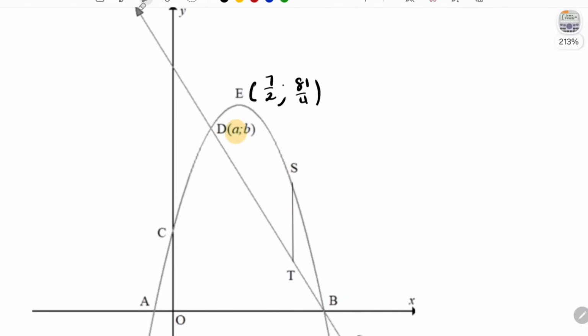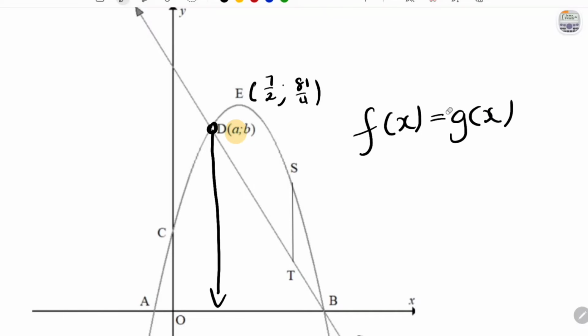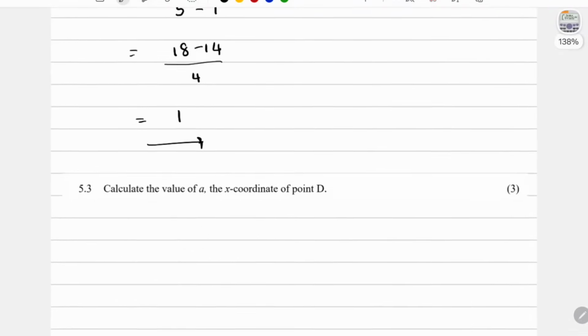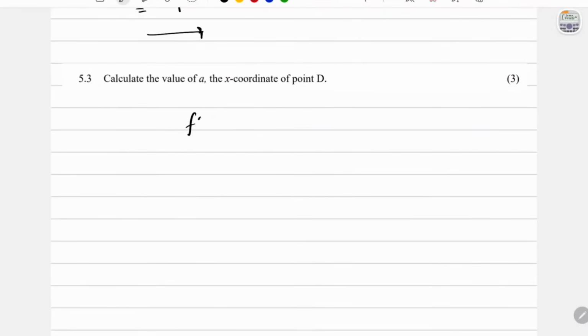To find out what exactly that x value is, since it's the place where f and g meet, it's the place where f of x is exactly the same as g of x. We're saying their y values are the same and their x values are the same. So we're going to have to equate the graphs at that point. We're going to say that f of x should be equal to g of x.